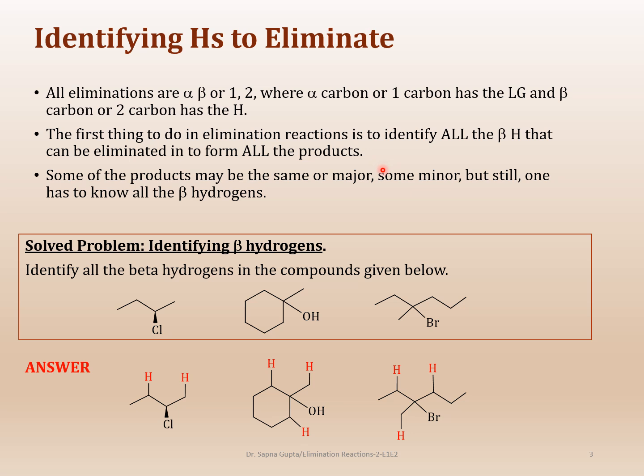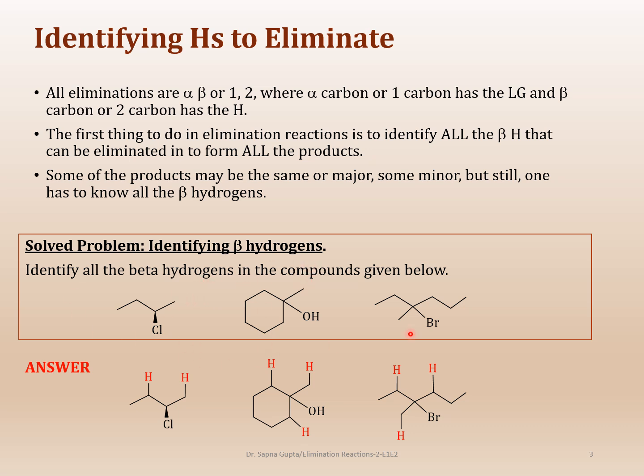The first thing you have to do for any elimination reaction is to identify the hydrogens that are going to go away. I have found in my classes that this is a little bit of a challenging thing sometimes: which hydrogen to eliminate. Remember, all eliminations are alpha beta, or 1,2 eliminations. The problem is not that you don't know that you have a beta hydrogen, it's that you forget you can have more than one beta hydrogen to remove.